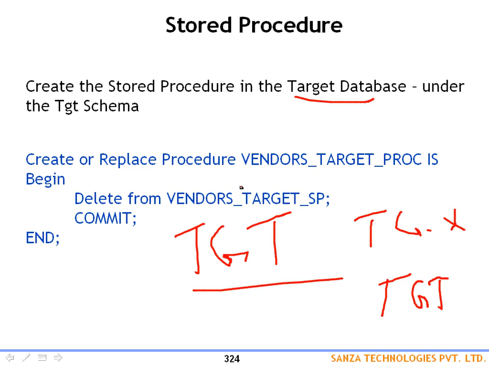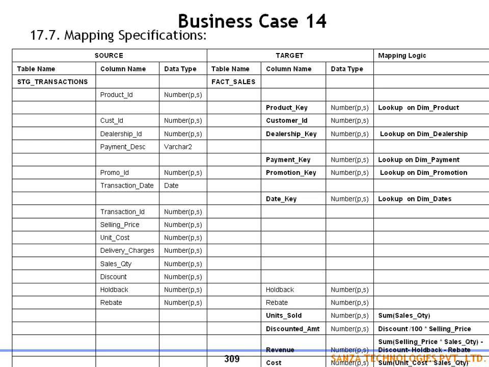So, go and create this stored procedure: create or replace procedure vendors underscore target underscore prop is begin delete from vendors underscore target underscore SP and commit and end. To create this under your database, we need it in the next chapter where we will use stored procedure transformation. So please go ahead and create this stored procedure in your TGT database. Aggregation.